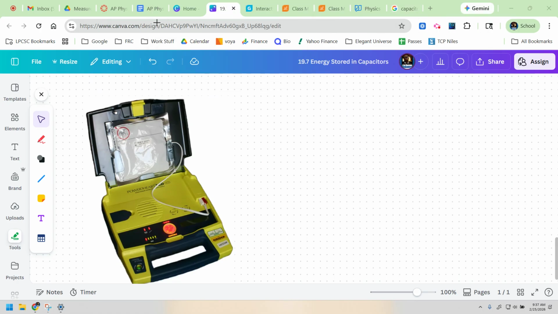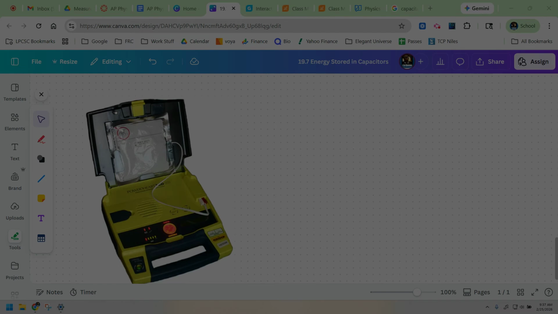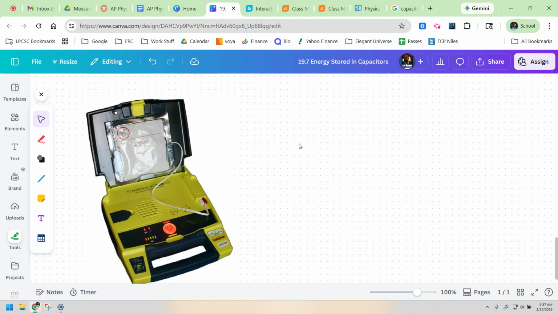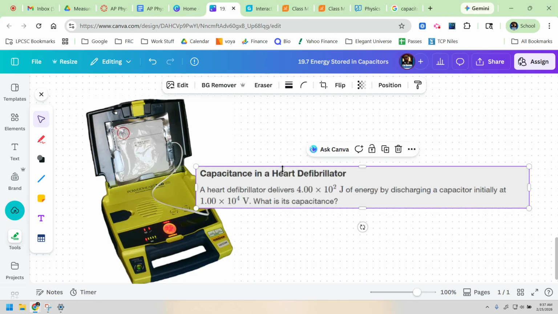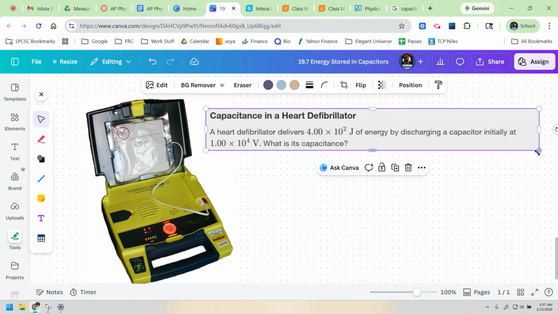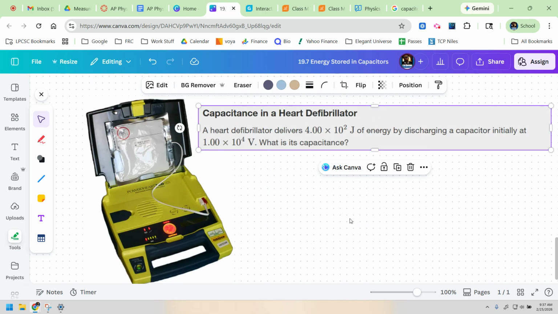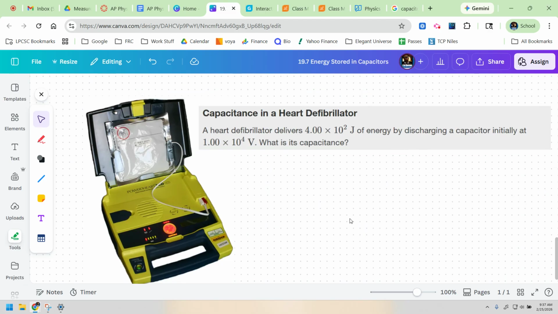But basically, you just hook it up to somebody's chest, and it'll measure their heart rhythms and then give the appropriate charge if it's necessary. Okay, obviously you should always call 911 and do CPR, but this is the math behind calculating those charges and what you need to do. So a heart defibrillator can deliver 4 times 10 to the 2 joules of energy by discharging a capacitor initially at 1 times 10 to the 4 volts. What's the capacitance?